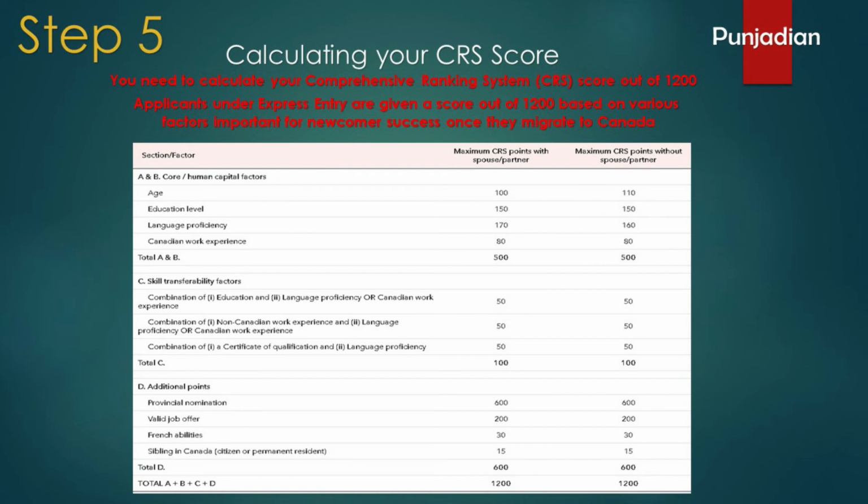The first 2 sections include your core and human capital factors, which include age, education level, language proficiency, and Canadian work experience. For the third group, which is your skill transferability factor, you can score a maximum of 100 points. And the last and final one includes the additional points section, wherein you can score additional points if you have a provincial nomination, valid job offer, French ability, or a sibling in Canada.